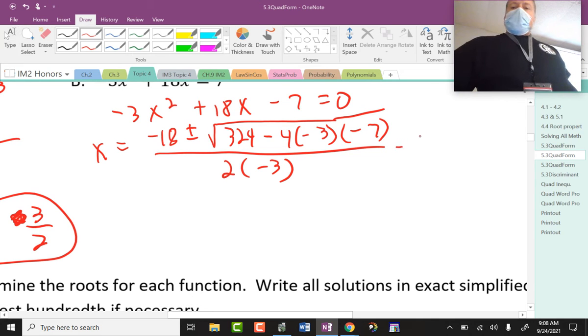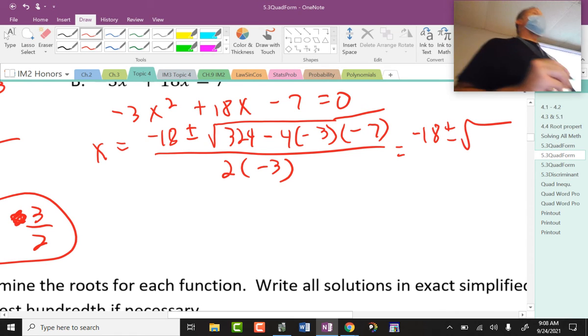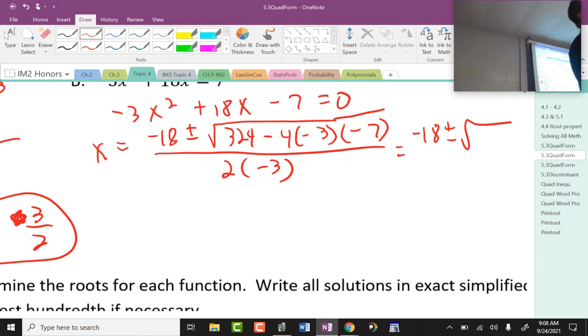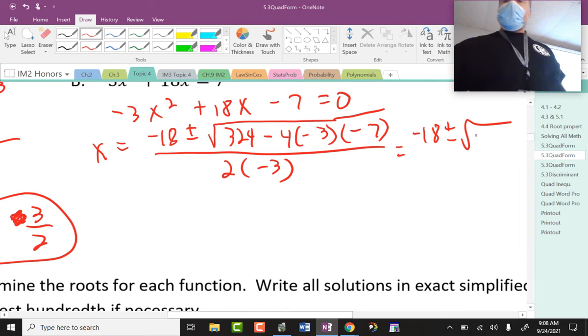Because of space, I'll write this up here. So the opposite of b, which is still negative 18, plus or minus the square root of... So what's 324 minus 4 times 3 times 7? Really, I can ignore the negatives. 21 and 7, 1. Oh, I can't even think. What is it? 240. I think that's what we got last hour. Okay, good. Thank you.